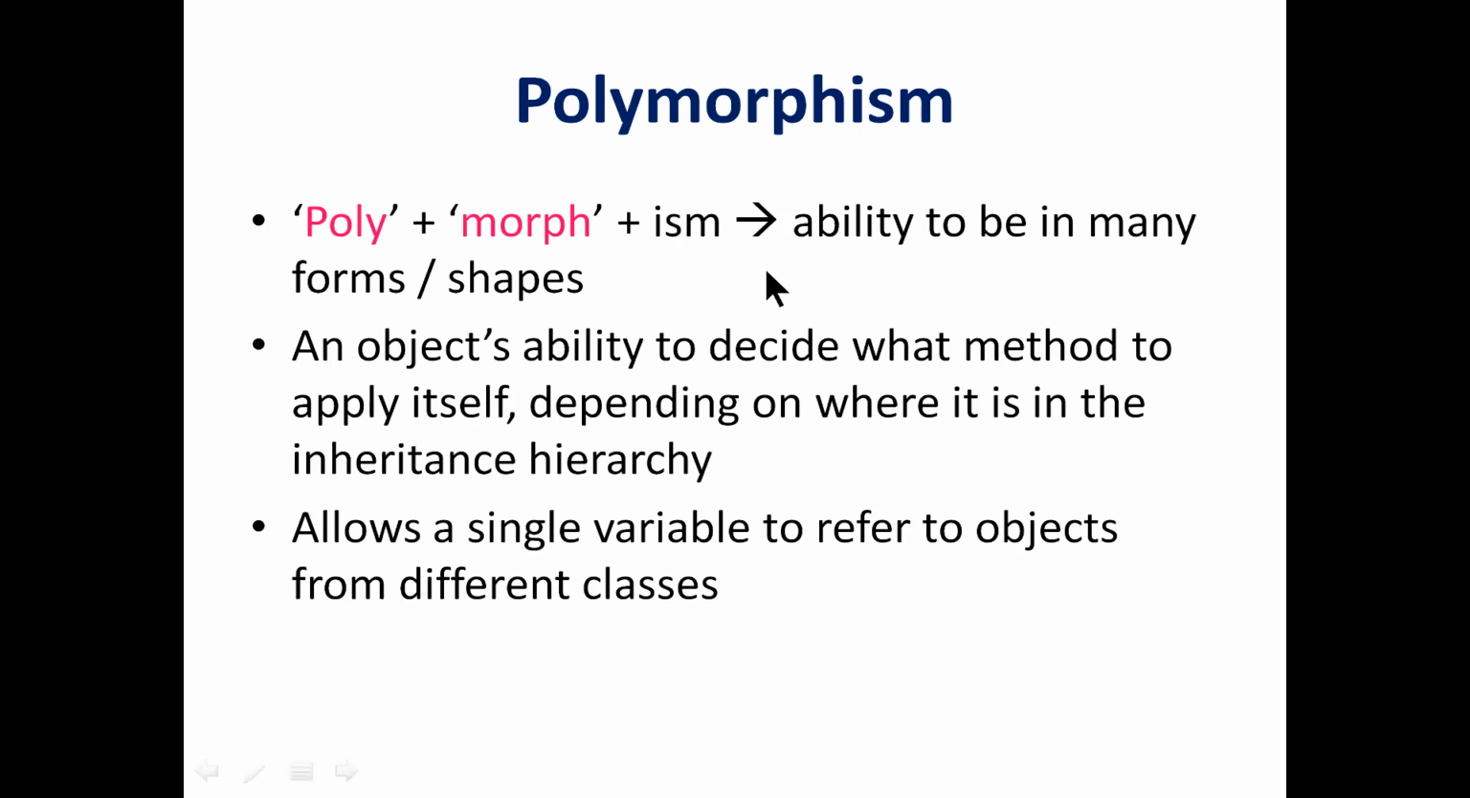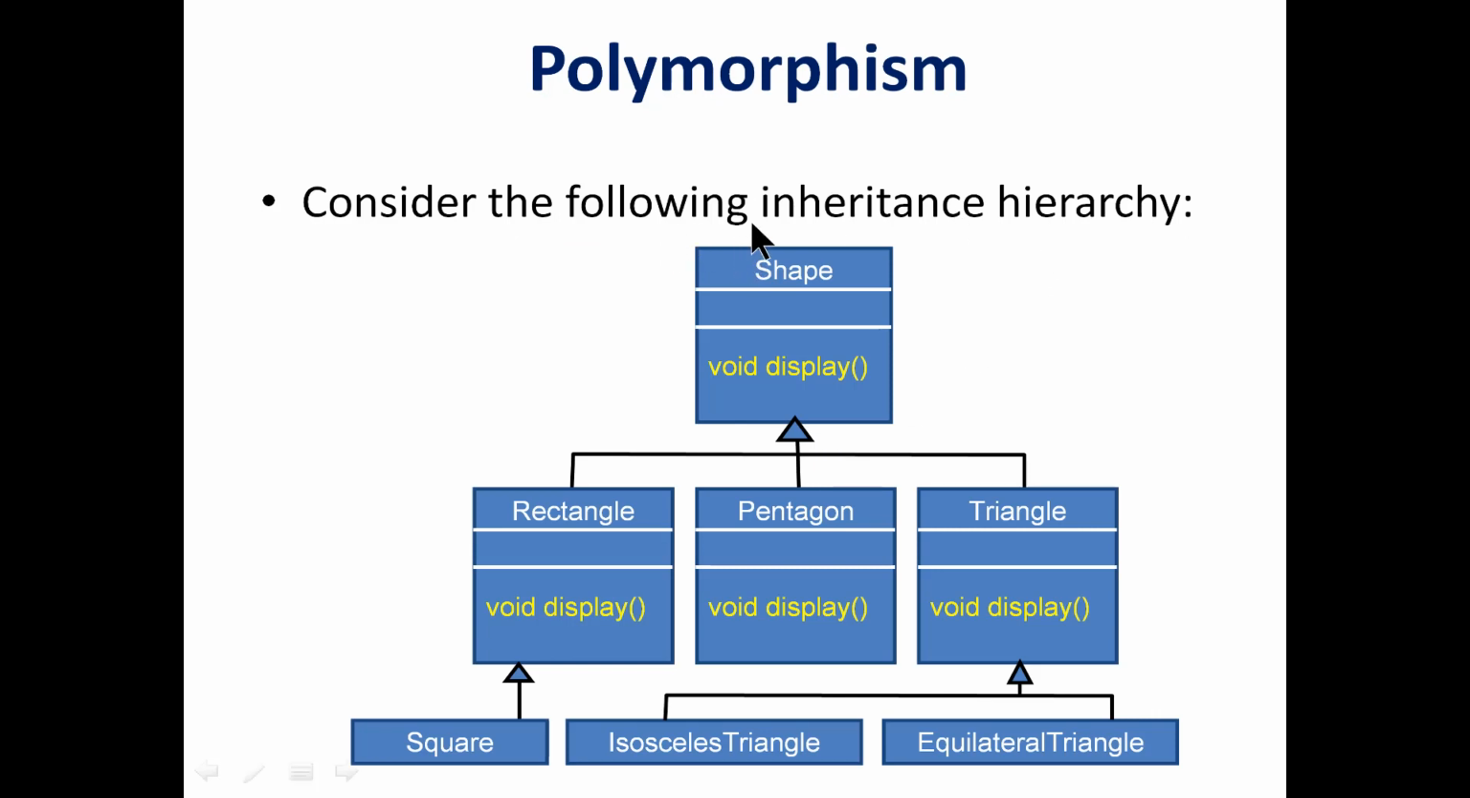So polymorphism means the ability to be in many forms or shapes. That means you have a behavior called move in the parent, and all children have different behavior for the same move. This is called polymorphism. It's an object's ability to decide what method to apply to itself depending on where it is in the inheritance hierarchy. It allows a single variable to refer to objects of different classes. Look at this example of an inheritance hierarchy. If you want polymorphism, you must have inheritance and you must have overriding.